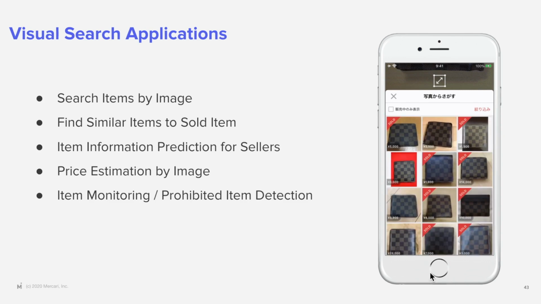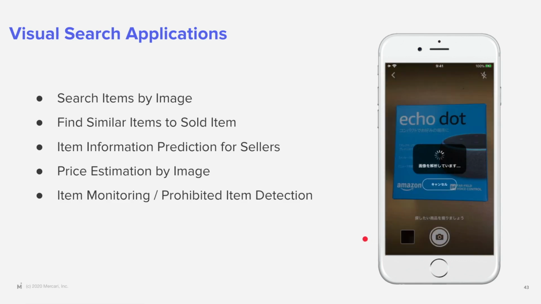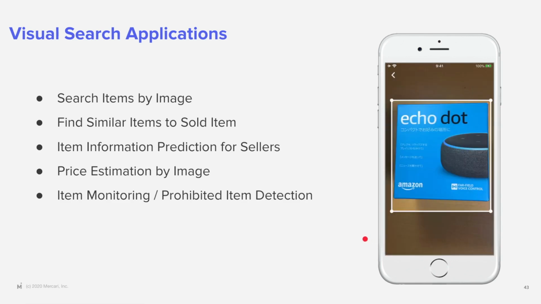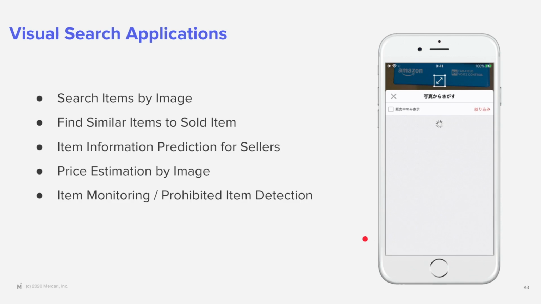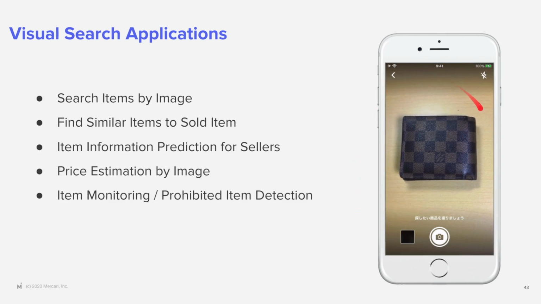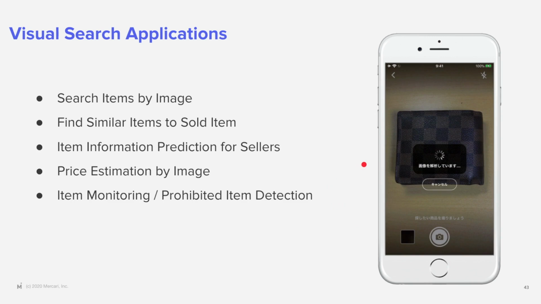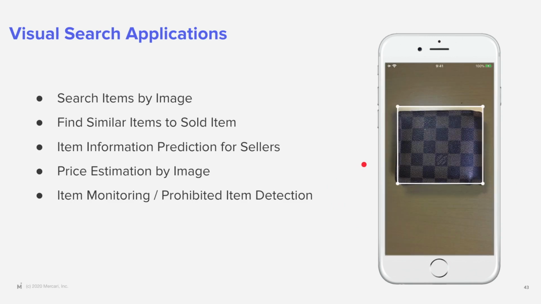This is the demo video for the visual search feature. For this query image, Amazon Echo Dots were retrieved. And for this, Louis Vuitton wallets were extracted successfully.